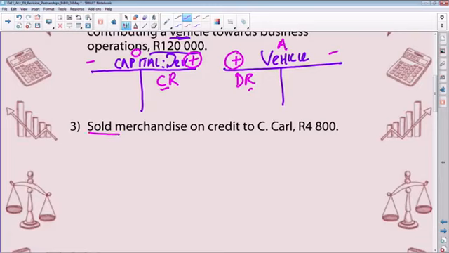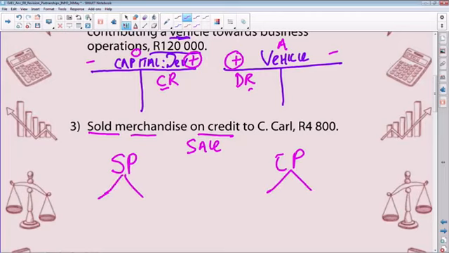You sold merchandise on credit to C. Carl for an amount of 4,800 Rand. So you sold merchandise on credit. Now you guys are familiar with this. Whenever there is a sale, I need to record the selling price and I need to record the cost price. So in total, there are going to be 4 different accounts affected by this entry. 2 accounts for the selling price. Okay, let's just do that. And then for the cost price, there will also always be 2 accounts affected.